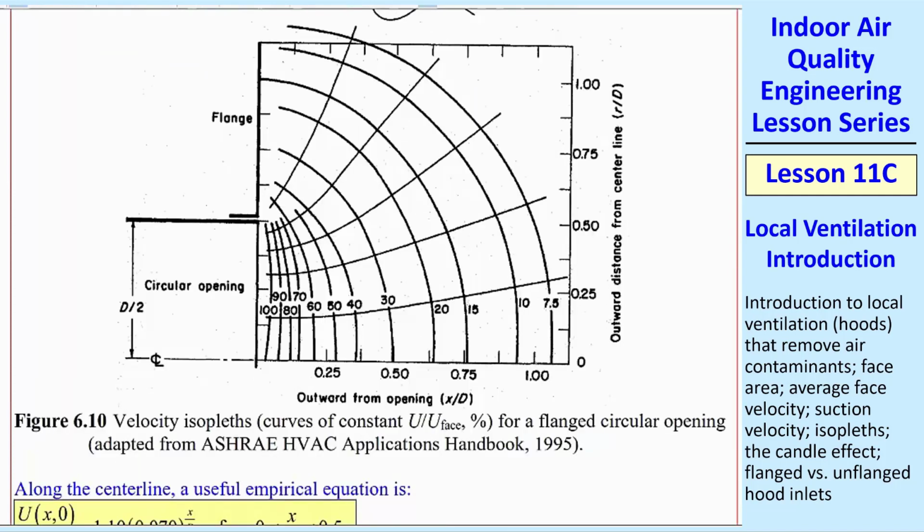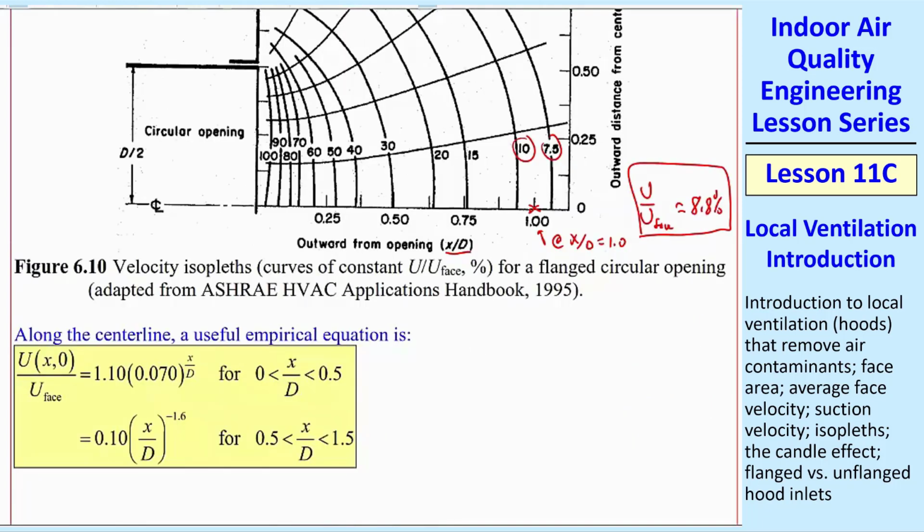We don't have a centerline plot, but we do have an equation at X over D equal 1.0. We're between 7.5 and 10%, roughly halfway in between, so I just took the average of those, and we'd say that U over U face is approximately 8.8%.